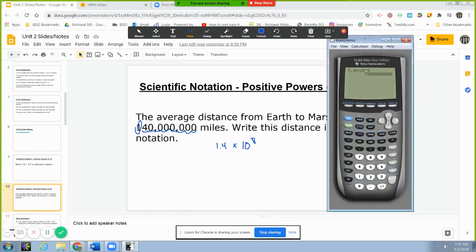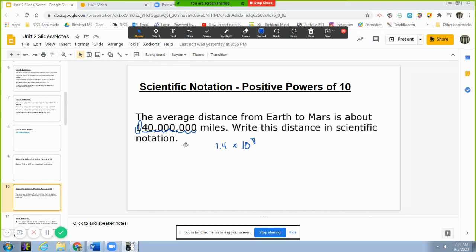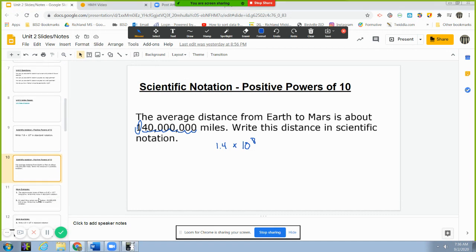So let's check and see if our number is correct. I'm just going to put this in the calculator. 1.4 times 10 to the 8th power, hat, whoops, let me back over that. We just need to hit this. No second, enter. And there's our number. So we know we picked the right answer. We understand.